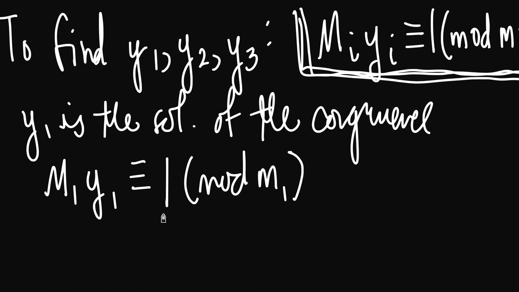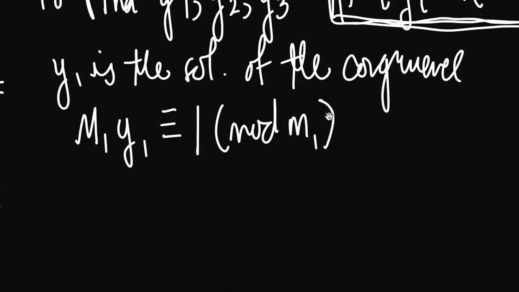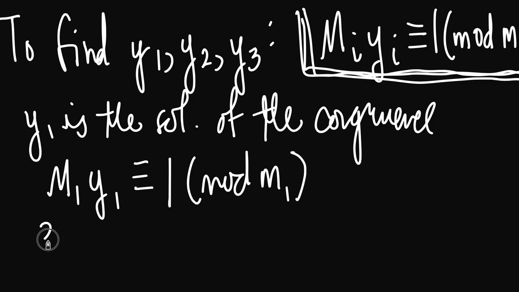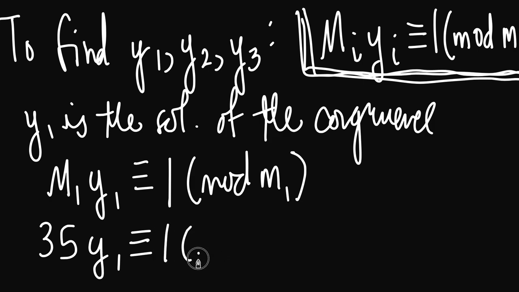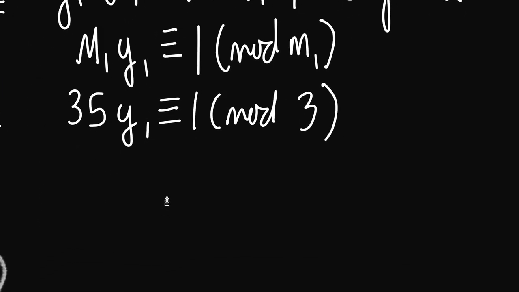Since we know big M sub 1 is equal to 35, let's substitute. This becomes 35 times y sub 1 congruent to 1 mod small m sub 1, which is equal to 3. So we want to isolate the y sub 1 to get its value. So 35 mod 3 is equal to 2, giving 2 y sub 1.